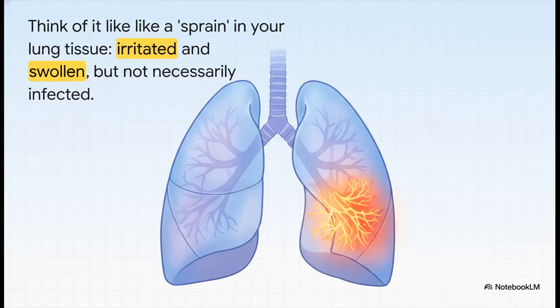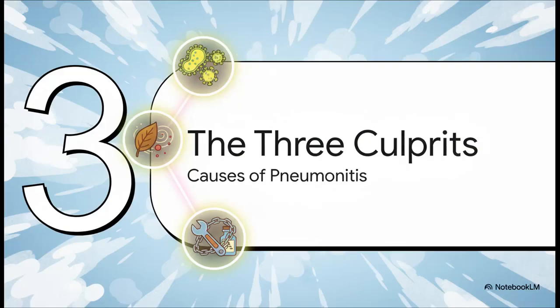You know, here's maybe an easier way to think about it. Imagine you could sprain your lung. That's kind of what pneumonitis is like. The tissue is irritated, it's swollen, but it's not necessarily because a bug, like a virus or bacteria, is in there causing trouble. So that's the big question then, right? If it's not always an infection, what else could possibly be causing all this inflammation? Well, it basically boils down to three main culprits.